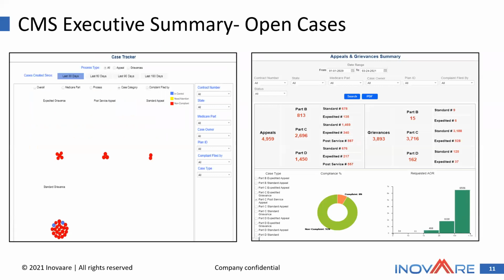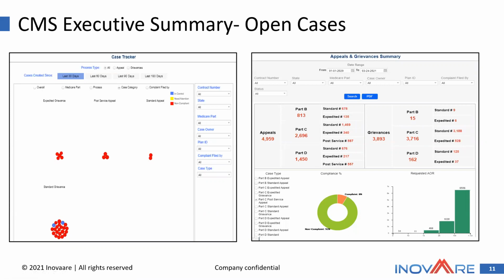So again, here are a couple of good examples of some dashboards for executives. The left side there, we see it's called a case tracker. And this will let you, very similar to what I just mentioned, slice and dice the data a little bit. So you can look at an overall number. Some people call this the COVID-19 dashboard, but it's not a COVID-19 dashboard. You can break it out by the Medicare part to see real quickly with a click, what are all the cases in expedited grievances versus grievances versus appeals.